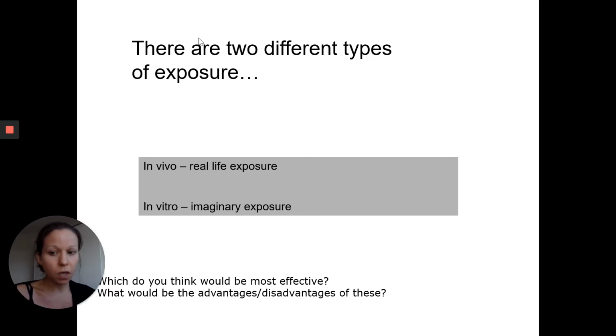Those are a couple of terms that are worth learning and remembering. You might decide to create a flashcard out of it. And at the bottom there, just a couple of prompt questions. So which do you think would be most effective? Do you think it's more effective to actually be gradually, or in the case of flooding, extremely and immediately exposed to it in real life, or in imaginary?